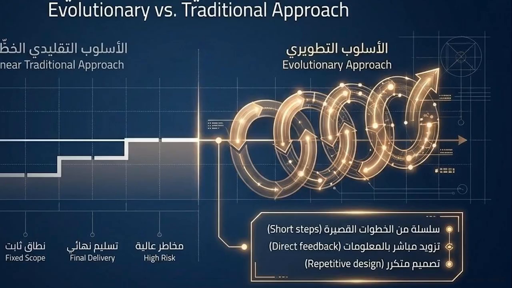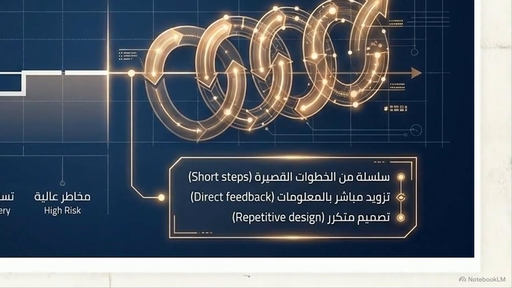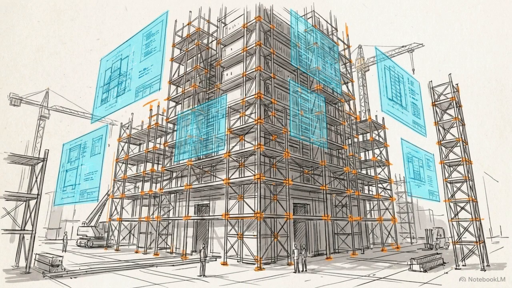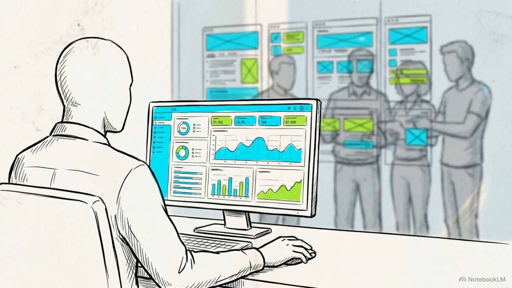Looking right, we see the evolutionary approach. Instead of a dead-end staircase, it's a continuous, adaptive loop. This model operates on three explicit tenets: taking short development steps, gathering direct user feedback immediately, and using repetitive design cycles to constantly refine the tool. In this environment, a software product is never finished. It is only temporarily stabilized so decision-makers can use it while the next iteration is already being planned.